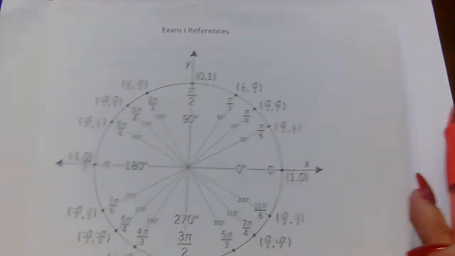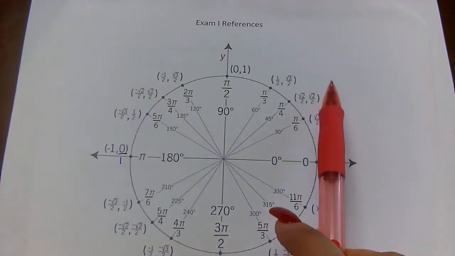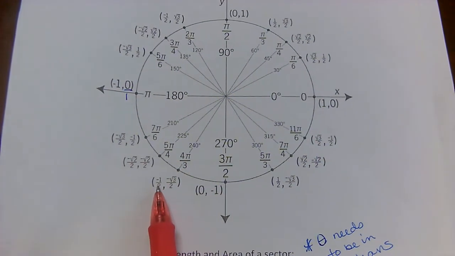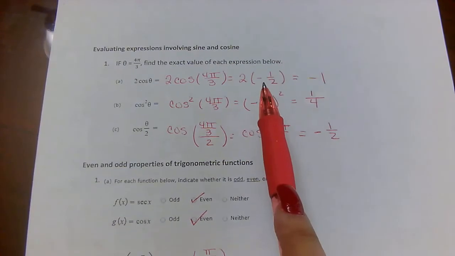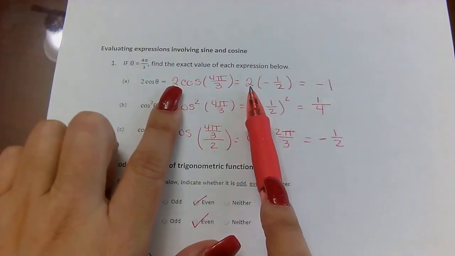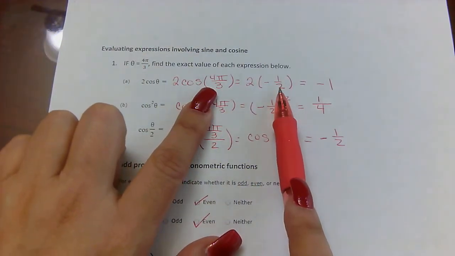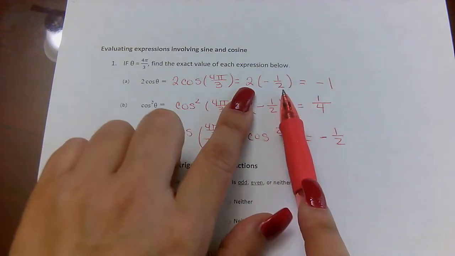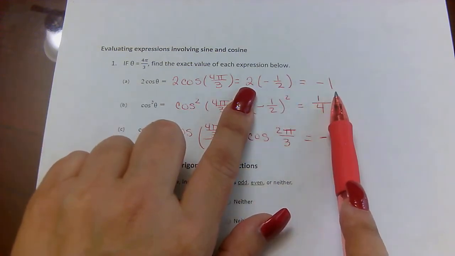Going back to our unit circle, you're just going to look for 4 pi over 3. And we're looking at cosine, which is negative 1/2. So what I did here was I left the 2 here, evaluated cosine of 4 pi over 3, and found that to be a negative 1/2. Multiply these two, you get a negative 1.